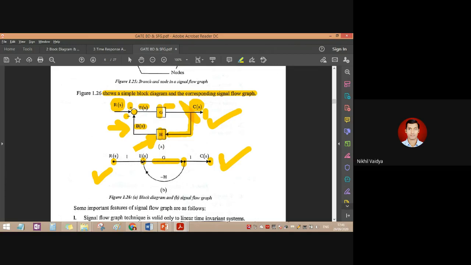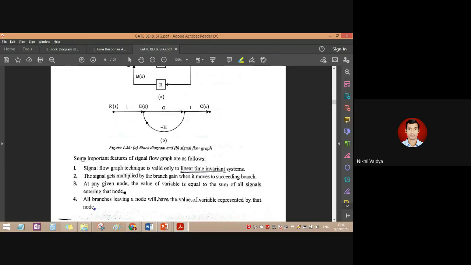Now instead of a block we have just drawn a branch here, and accordingly the arrow. See, this arrow is going from output to input, so we have drawn the arrow here also, output to input. When we go from input to output, the arrow is input to output here, and here also input to output. In this way, the block diagram can be represented with the signal flow graph.